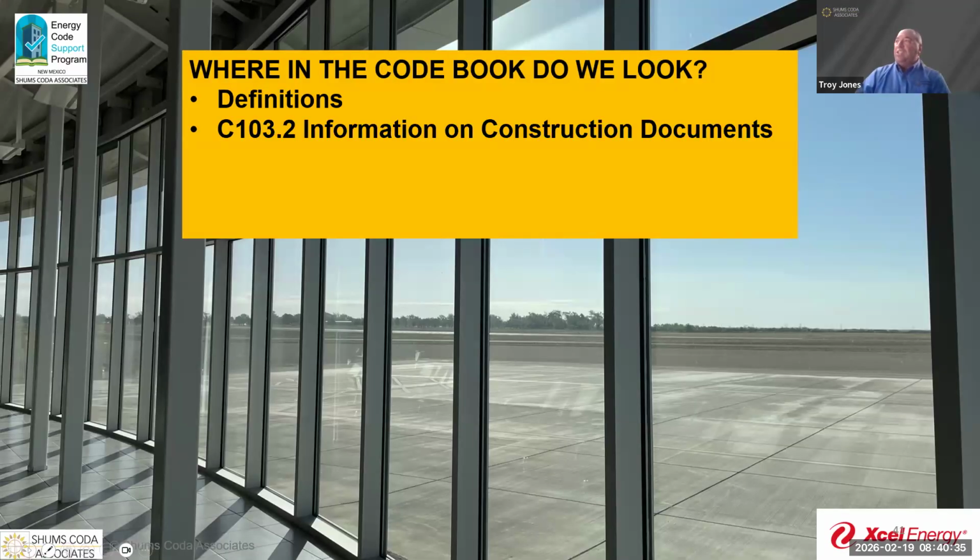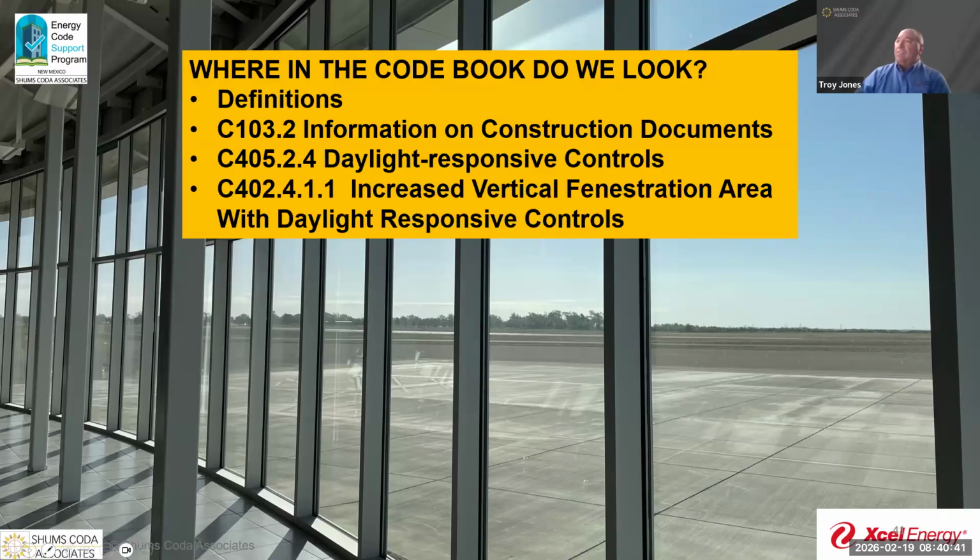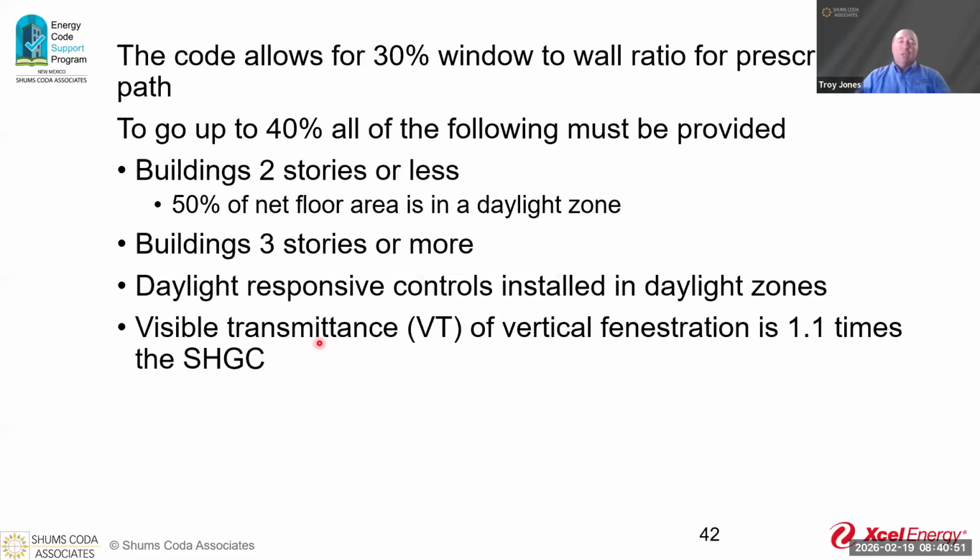We've done our definitions. We've done the information on the construction documents. We've beat up on our daylight responsive controls. Increased vertical fenestration area with daylight responsive controls. C, 402.4.1.1. The code allows for 30% windows to wall ratio for the prescriptive path.